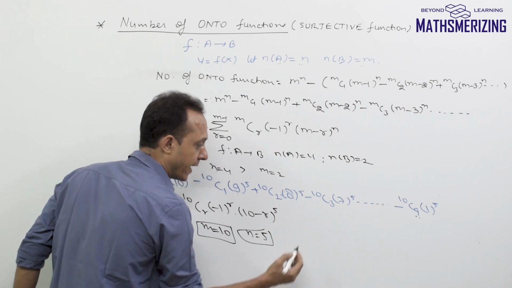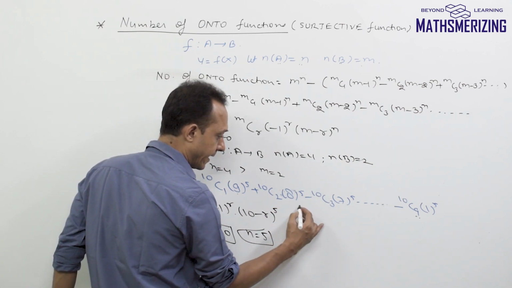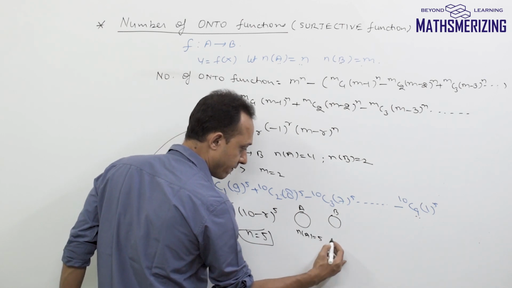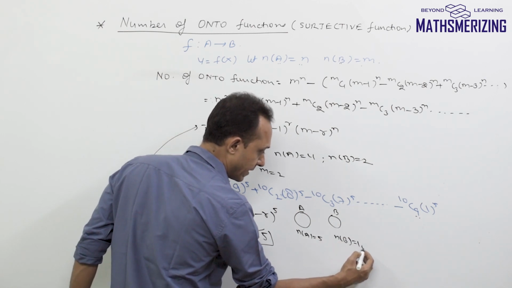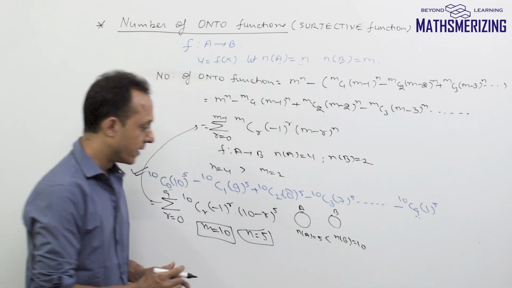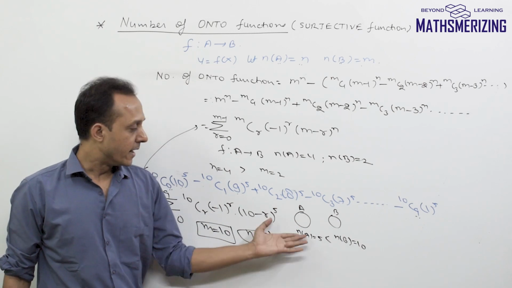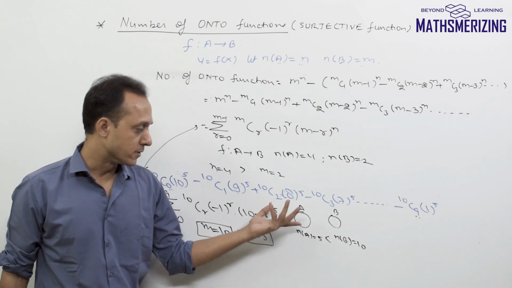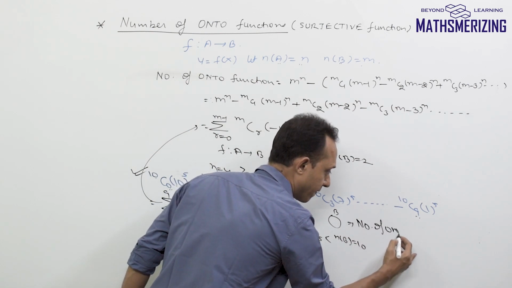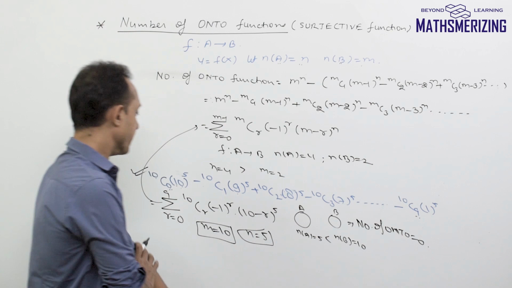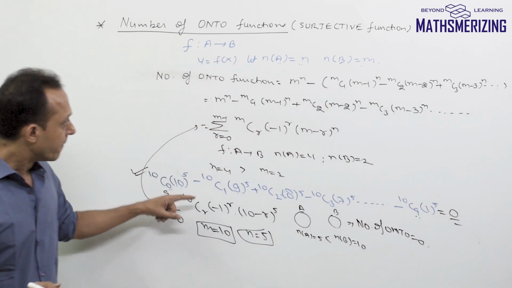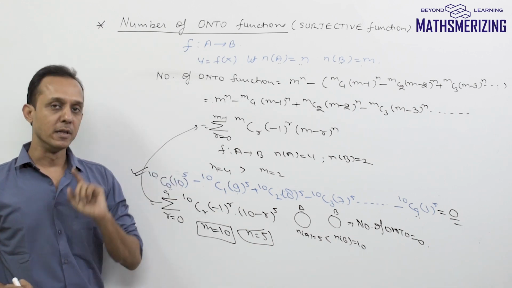So I need to find the number of onto functions from set A to set B, where the number of elements in set A is 5 and the number of elements in set B is 10. Now we clearly know that when the number of elements in B is greater than the number of elements in set A, the total number of onto functions is simply 0. So in this case, the number of onto functions will be simply 0. So the answer to this question should be 0. And that is the reason we are studying this formula here in binomial theorem.